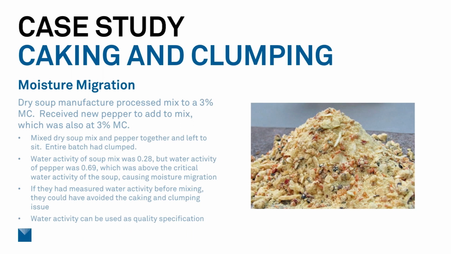If the manufacturer had measured the water activity when he got the pepper before adding it to the soup, they would have known that this would cause caking and clumping, because they would know that that's above this limit for the soup, and then they could have avoided that. Also, by tracking water activity of incoming ingredients, the manufacturer could monitor quality and consistency in their suppliers, and they could set an acceptance spec that would be below the critical water activity for the soup mix. So they could use this information in multiple ways, and then they would be able to save this product and be able to have consistency in their incoming ingredients.